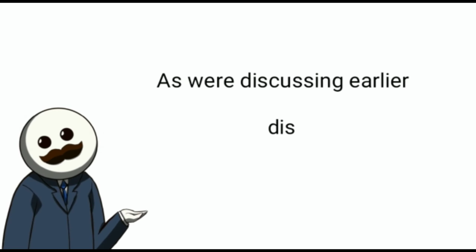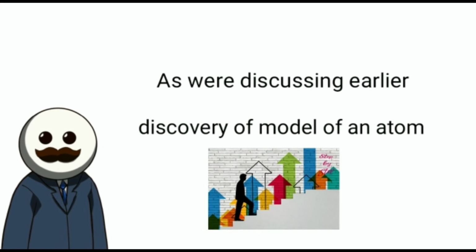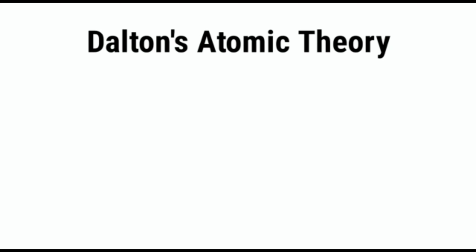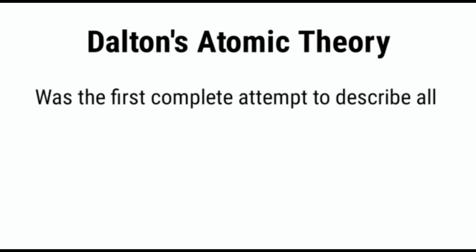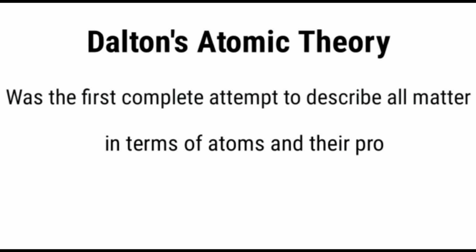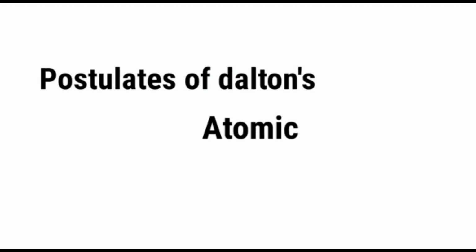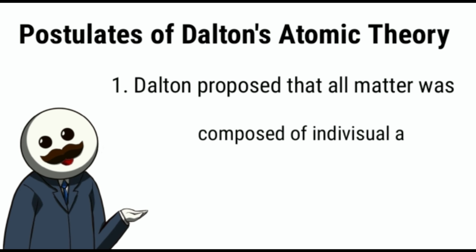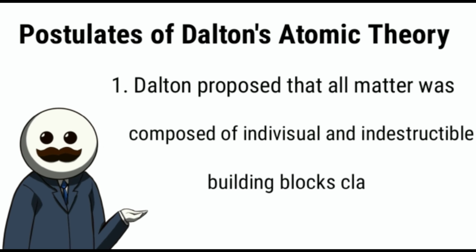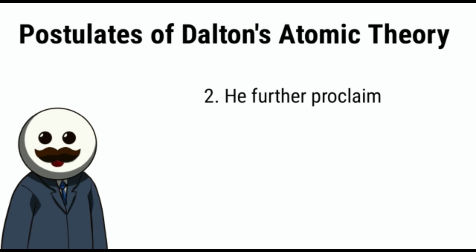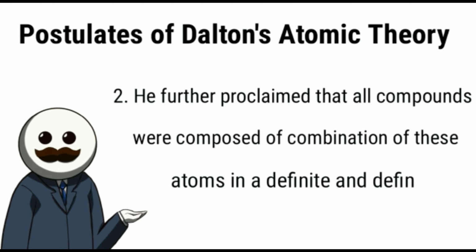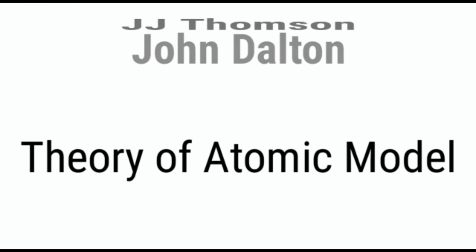So, let's begin. As we were discussing earlier, the discovery of the model of an atom was a slow and gradual process. John Dalton played a vital role to bring the discovery on track. Dalton's atomic theory was the first complete attempt to describe all matter in terms of atoms and their properties. The postulates of Dalton's atomic model were as follows. Number 1. Dalton proposed that all matter was composed of individual and indestructible building blocks which he called atoms. Number 2. He further proclaimed that all compounds were composed of combinations of these atoms in a definite and defined ratio.